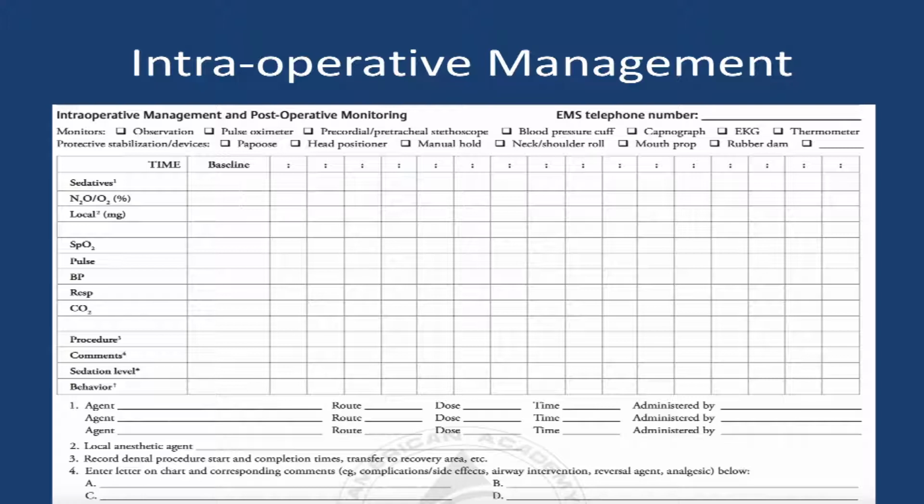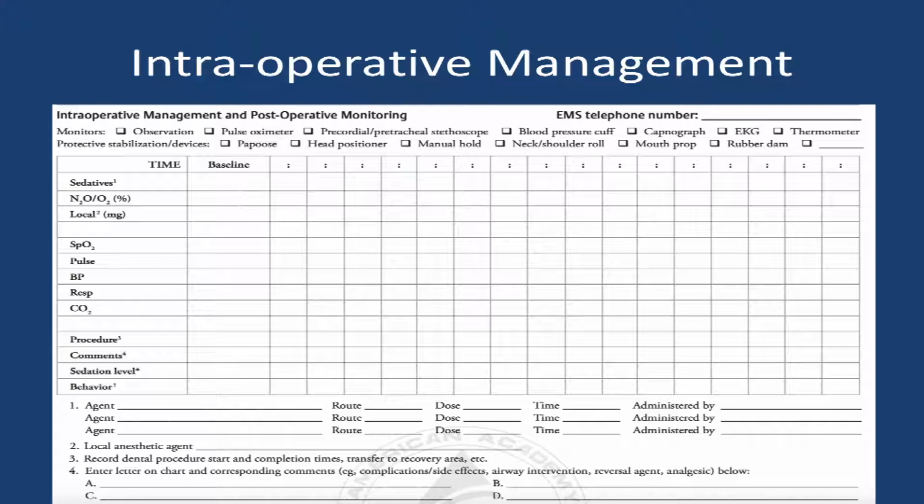The SpO2 is measured from the pulse oximetry. The pulse is also measured using that same machine. The blood pressure is taken by the blood pressure cuff. Respirations are noted by counting for at least 6 seconds and multiplying by 10 to achieve the respiratory rate. Carbon dioxide is measured through capnography.